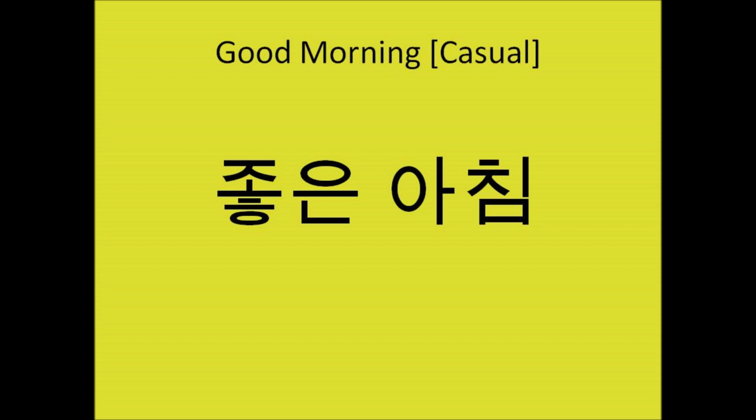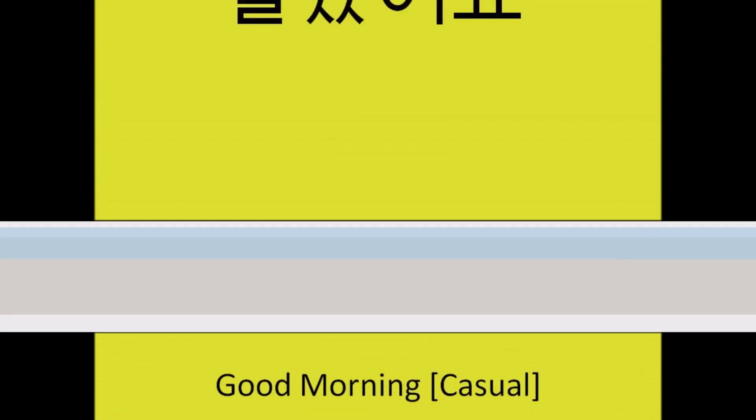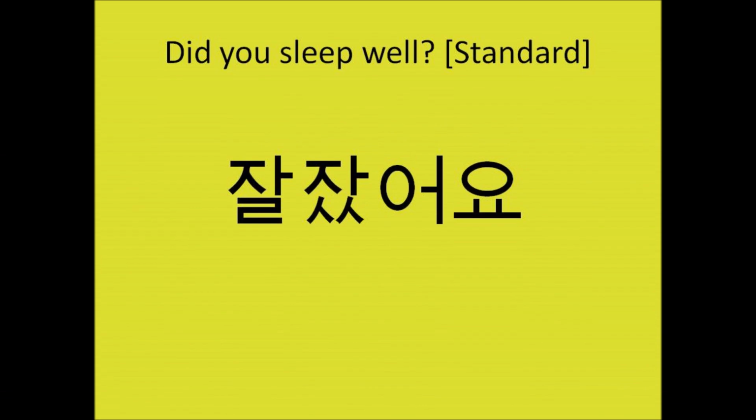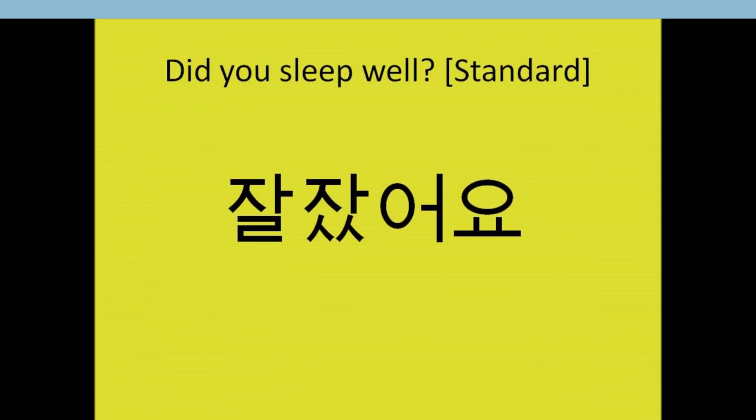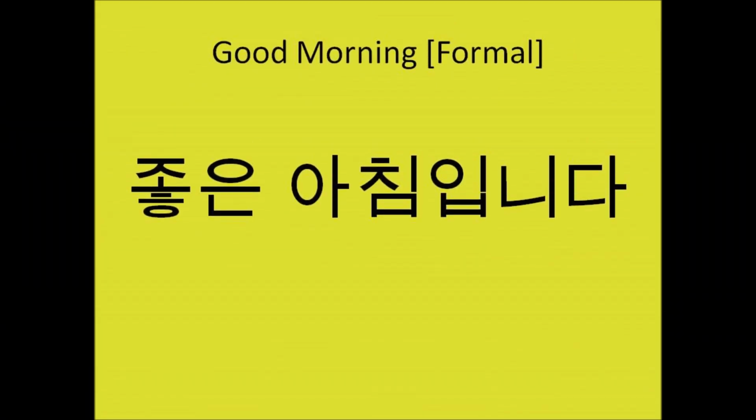좋은 아침, which is the casual way to say, good morning. 좋은 아침. 잘 잤어요, which is the standard way to say, did you sleep well? 잘 잤어요. 좋은 아침입니다, which is the formal way to say, good morning. 좋은 아침입니다.